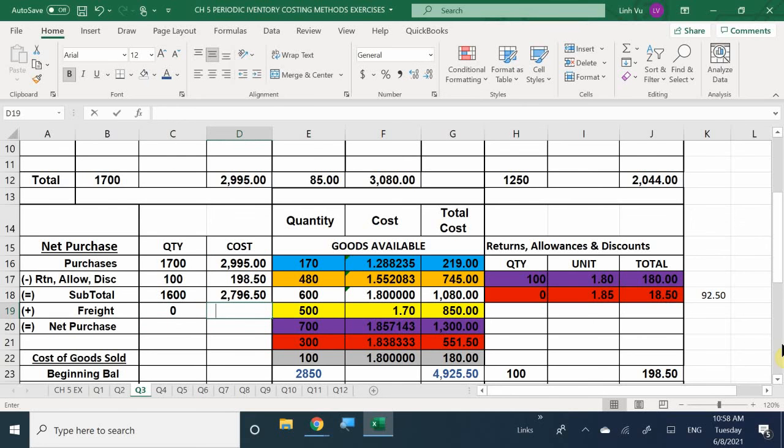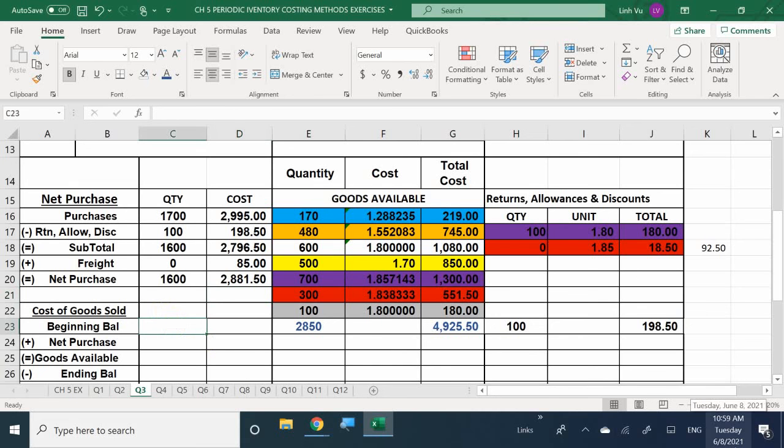Freight doesn't add to quantity, but it adds to the cost, right? We got a total of $85 for freight. So therefore, what is going to be my total net purchases? In this case the quantity doesn't change. So if I add my 85 to the 27.96.50, the total cost of my net purchases is $28.81.50. Good. All right.